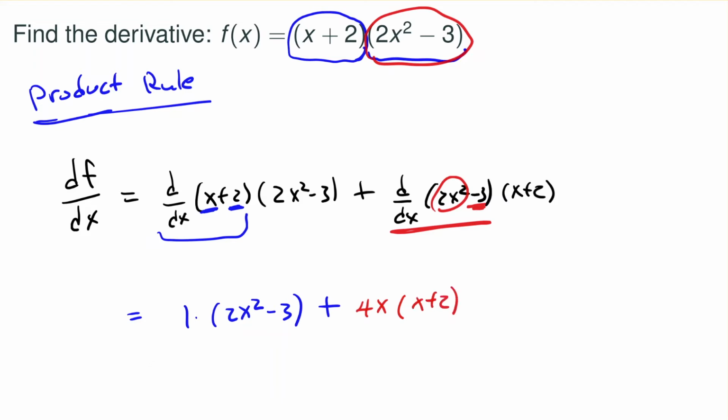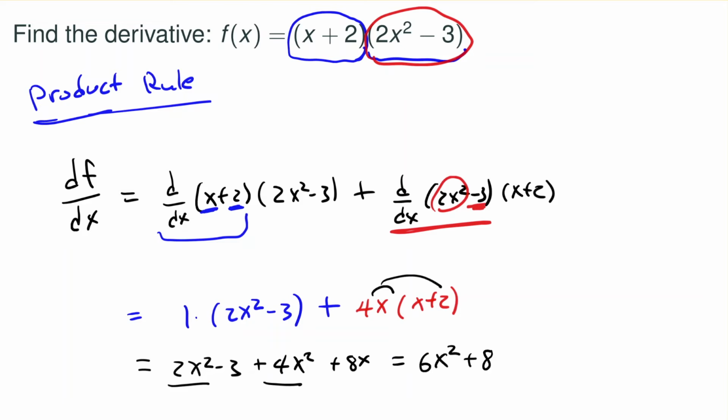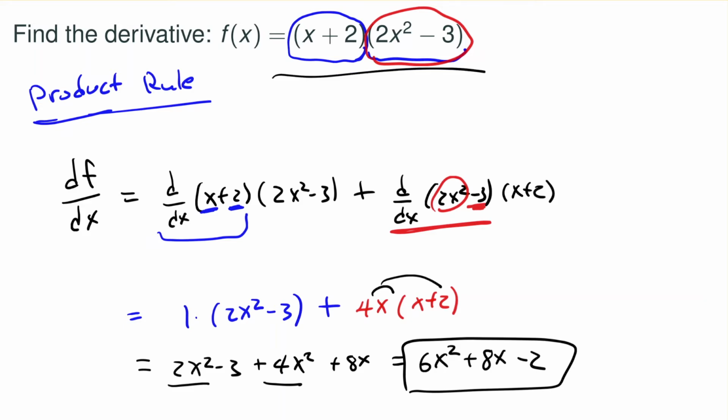So we can simplify. This is 2x squared minus 3. I can distribute 4x here. I get 4x squared plus 8x. So we can simplify, let's see, we can collect like terms. If you look at here, we have 6x squared plus 8x minus 3. So this is the derivative of this function right here. Oops, sorry, I meant to write 3 right here. 3 from here. This is 3.